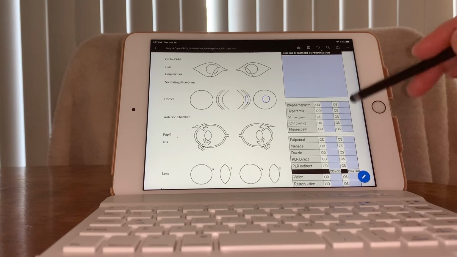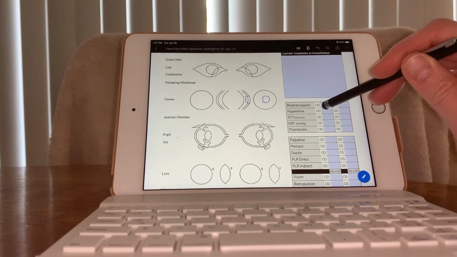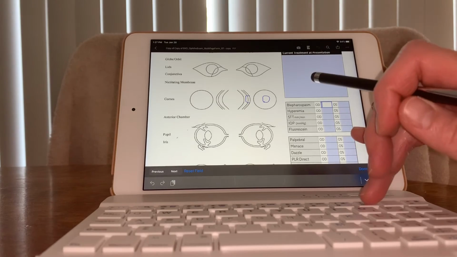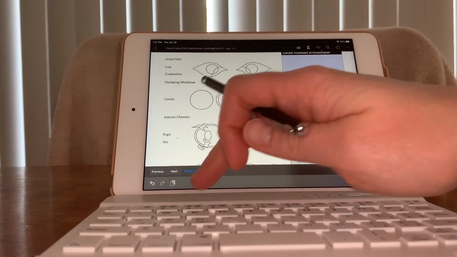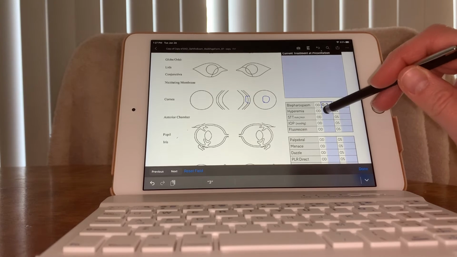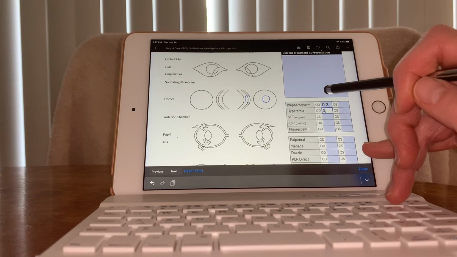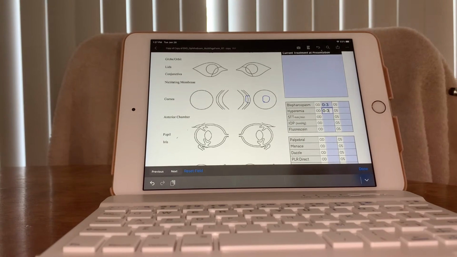On the side here is an area for noting whether there's any blepharospasm. This I would give a value of either 0 to 3, 0 being none, 3 being severe. The same with the hyperemia. I would qualify that as none to severe. So mild being 1, moderate being 2, severe being 3.